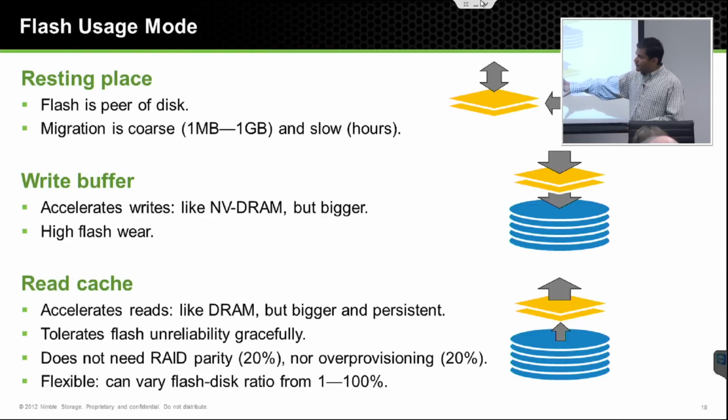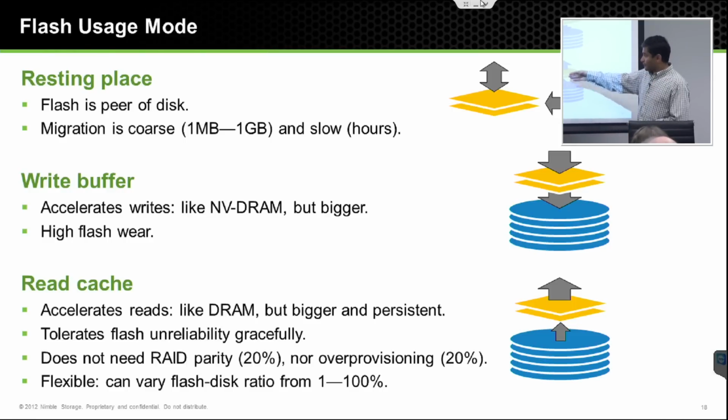One advantage of using it in this mode is that in this case, the data on flash is a subset of data on disk. So if there is any loss of data on flash because of limited endurance, say, the system can always fall back to the data on disk. So it tolerates the unreliability around flash very gracefully.